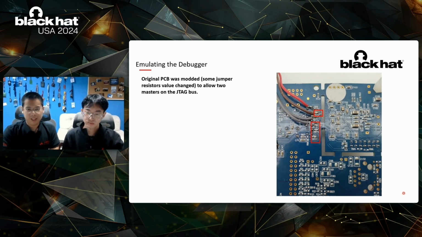So first, we need to modify the hardware such that our emulated debugger and the official UDE debugger pictured here can both control the JTAG port. We identified some jumper resistors on the JTAG lines to the MCU, specifically the input lines TDI, TCK, TMS, and reset, and changed them to 910 ohm resistors, such that when we connect our emulated debugger, we take control of the JTAG. When we remove our debugger, the JTAG will be controlled by UDE.